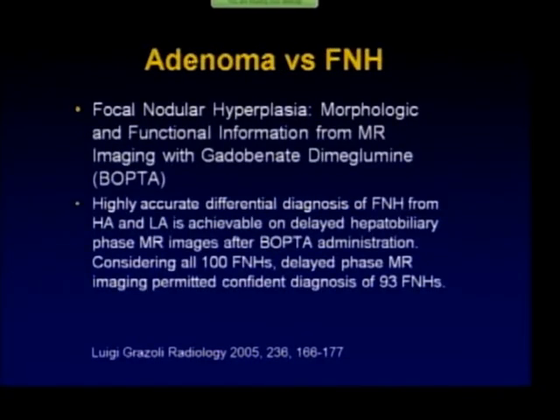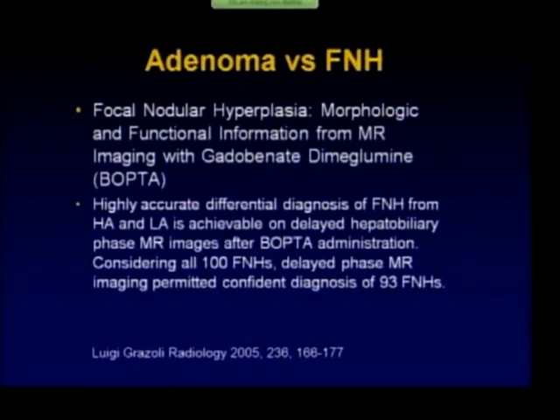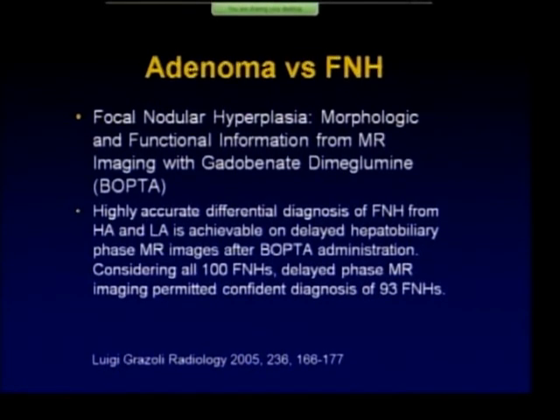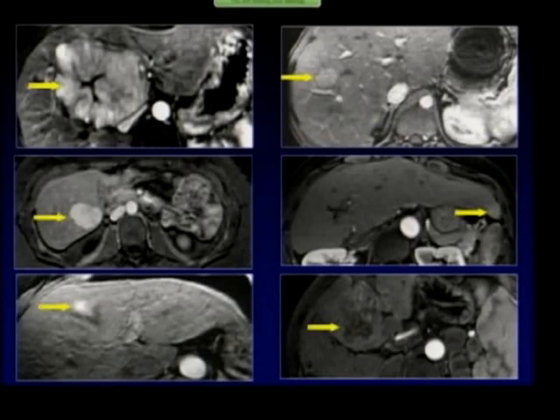Adenoma versus FNH. With BOPTA, a few trials were done. I've just demonstrated one here. It was highly accurate for differential diagnosis of FNH from hepatic adenoma or liver adenomatosis. Out of 100 cases that they did the trial on, 93 were confidently diagnosed in the first run, and the remaining were diagnosed confidently on follow-up imaging.